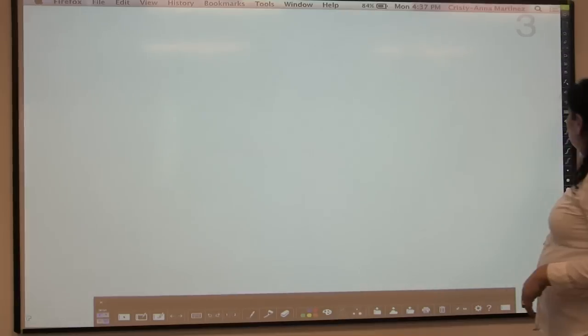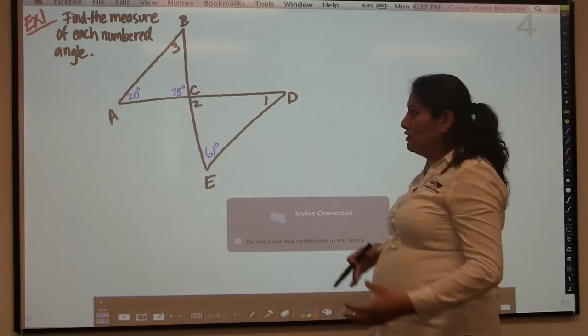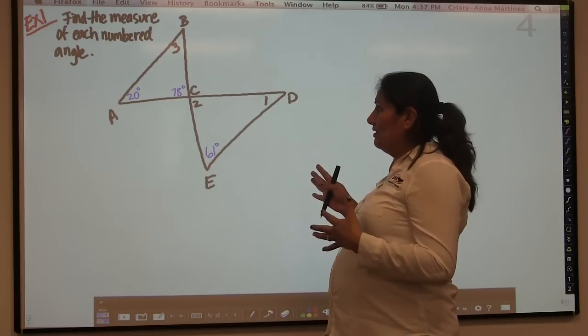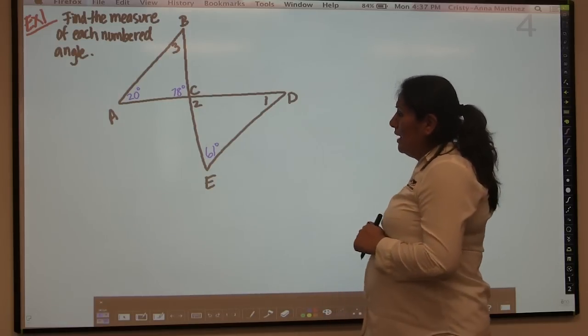So in our first example, we want to try to use that in this example here. Now there's a whole soccer story behind this example, but the main part is the fact that we have this diagram, we have this given information, and they want us to find the measure of each numbered angle.